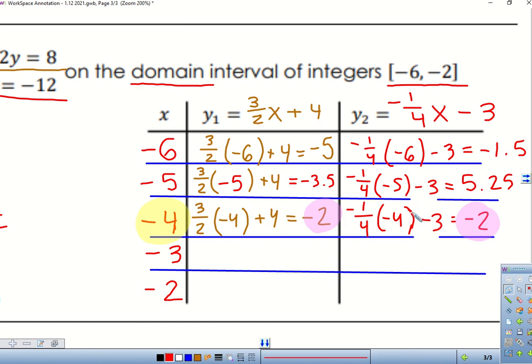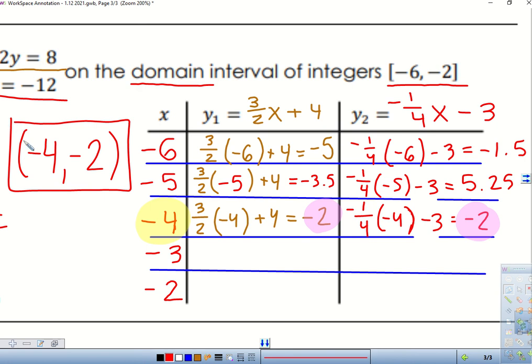So yeah, you're basically just plugging them into their equations. What that means is when you plug in the same x value and get the same answer, the solution to your system is that x value, comma, whatever y value you get, which is -4, -2.